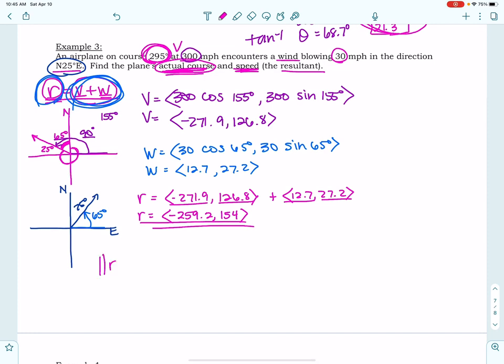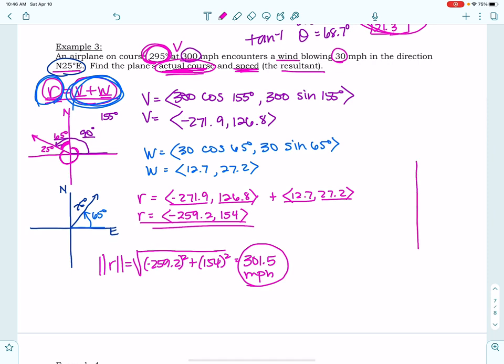So again, the speed is easy. It's just the square root of both values squared and added together. And when I type that into my calculator, what I get is 301.5, and that is in miles per hour. And now I am going to use my direction here, negative 259.2, and then positive 154.